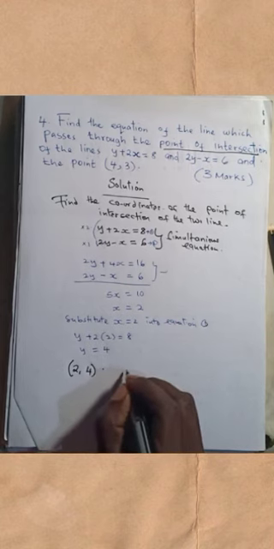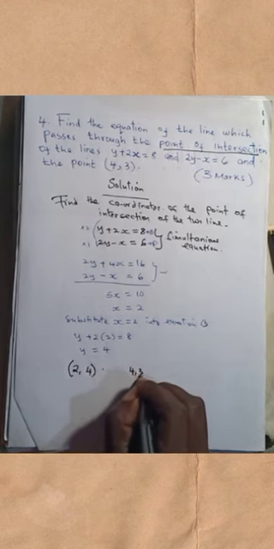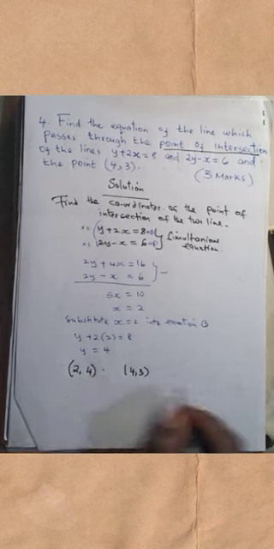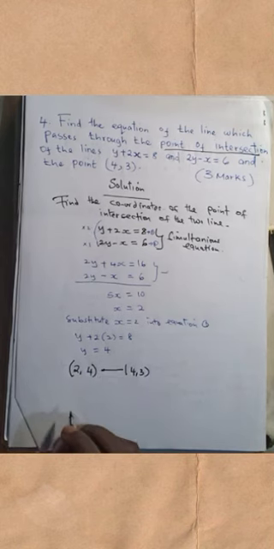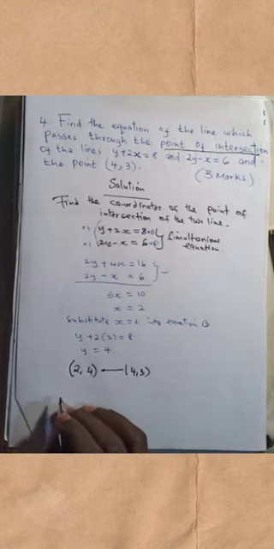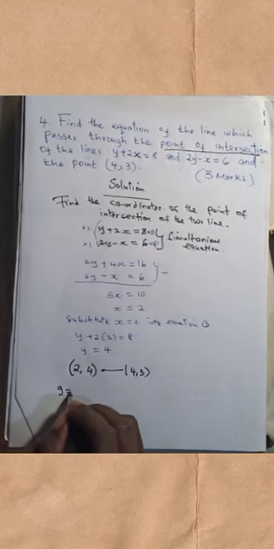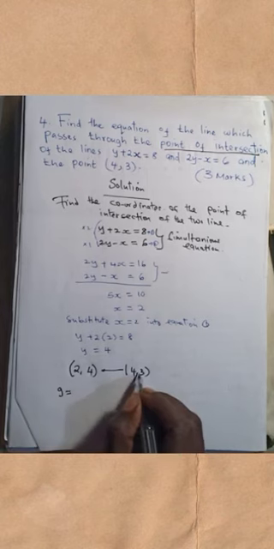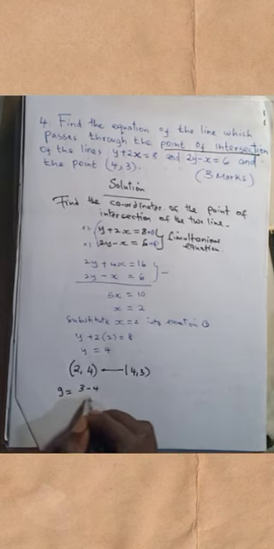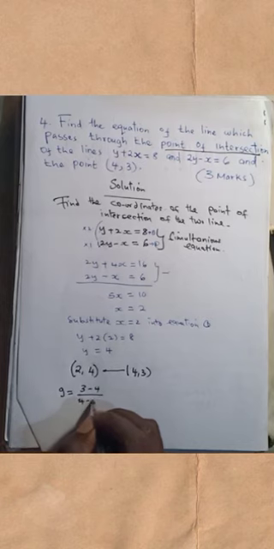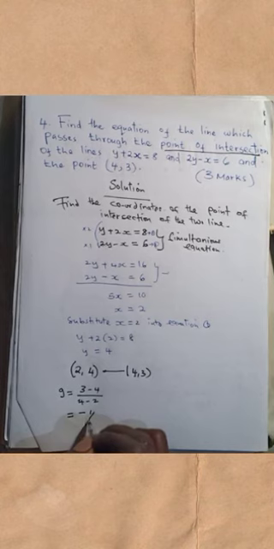What's the question asking? Find the equation of the line which passes through the point of intersection and (4, 3). So we have another point, which is (4, 3). We can get the equation of the line joining the two points. Step 1, we get the gradient of the line. The gradient of the line is equal to change in y, 3 minus 4 over 4 minus 2. It gives us negative 1 over 2.